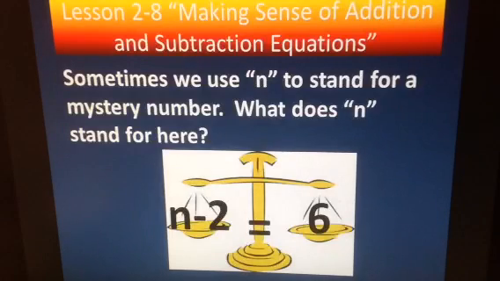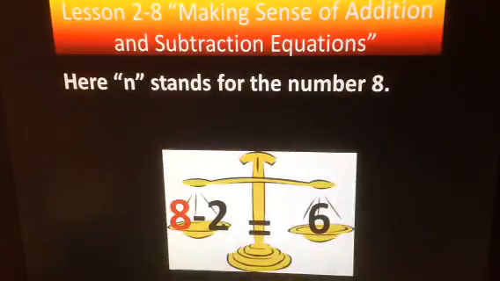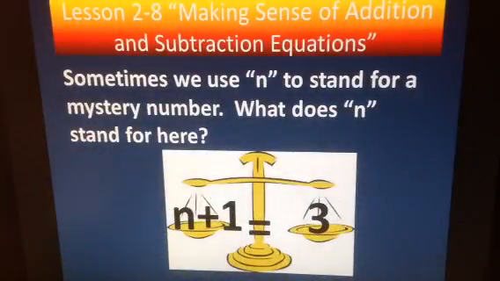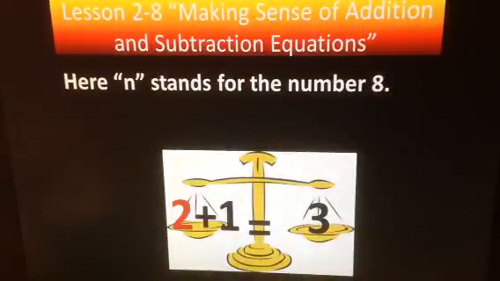Sometimes we use the letter N to stand for a mystery number. N is short for the word number. What does N stand for here? Something minus 2 equals 6. 8 minus 2 equals 6. Let's practice with a few more of N. N plus 1 equals 3. What does N stand for? Here N stands for 2.